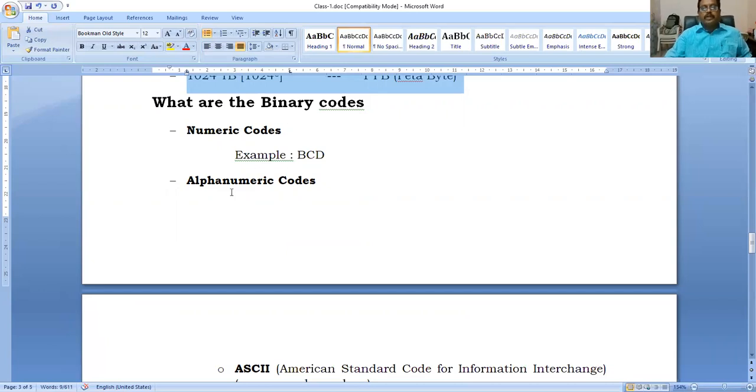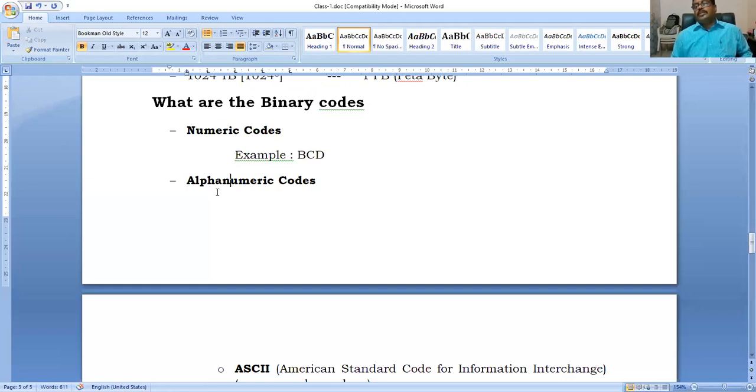Here we consider numeric codes and alphanumeric codes. Numeric codes are where only numbers are converted into binary form. In a real-time example, if we consider 56 as the data, it should be converted into zeros and ones. Such numeric numbers converted into binary form are what we call numeric codes.